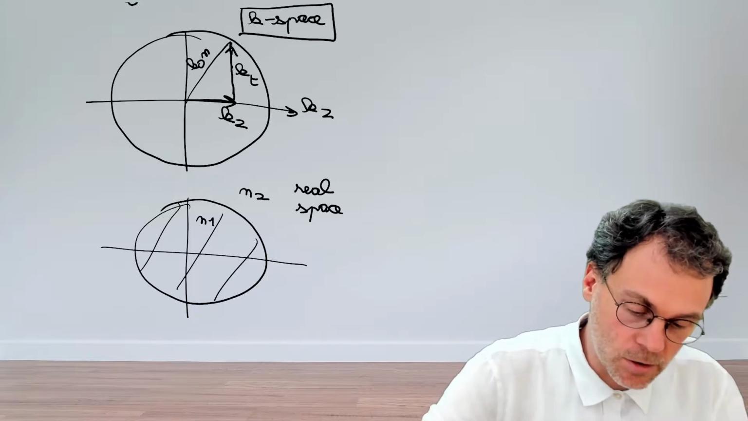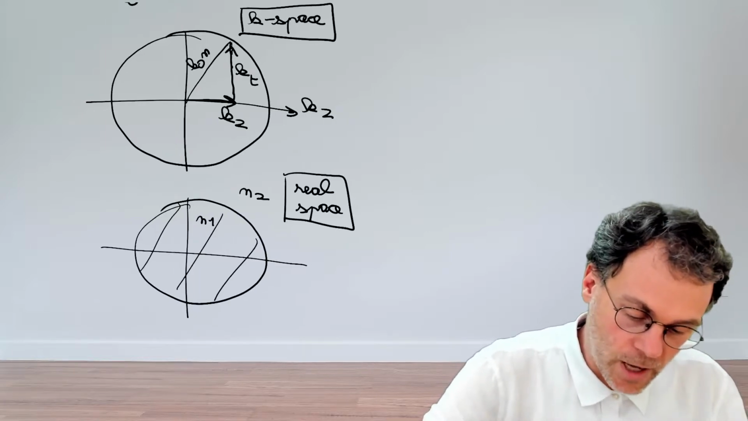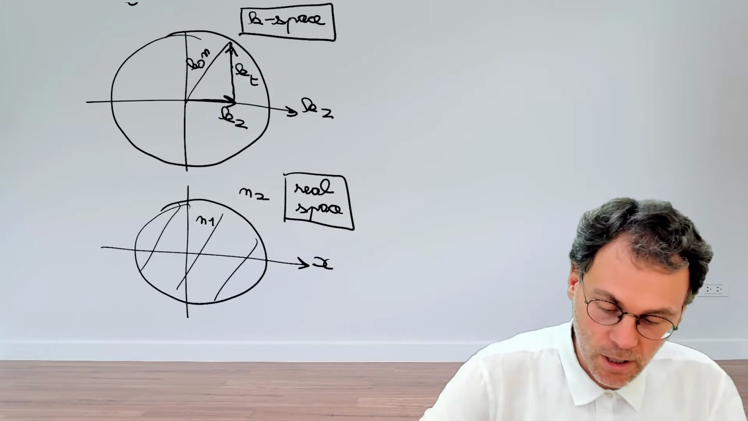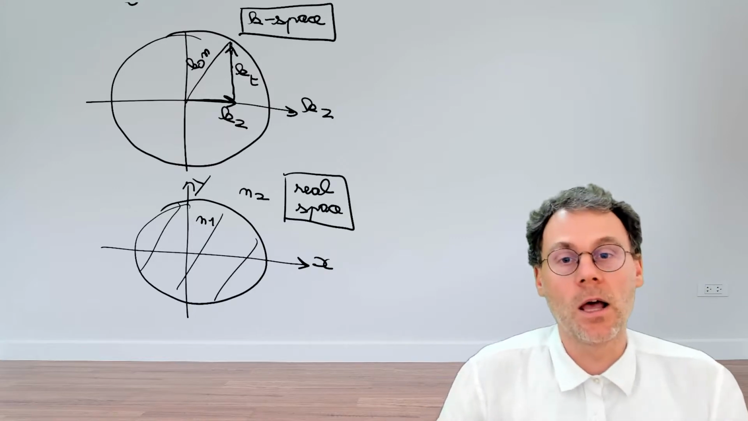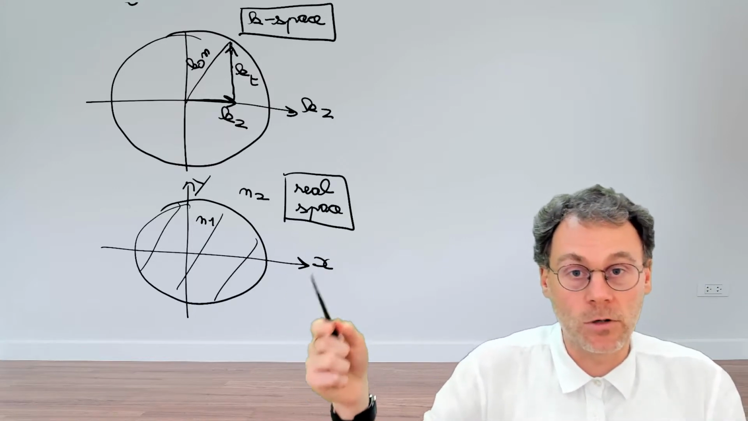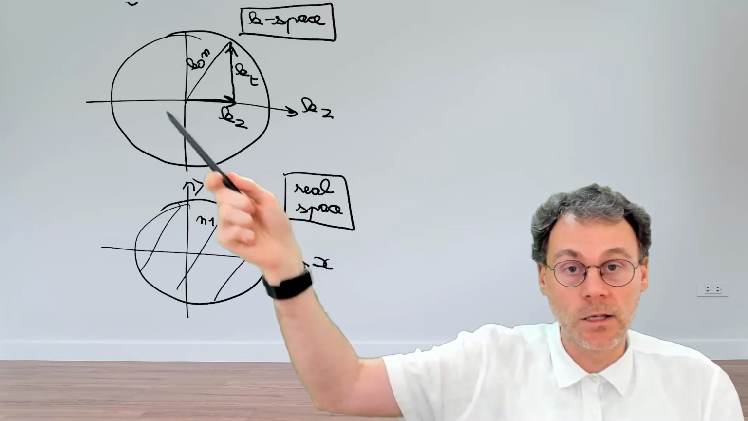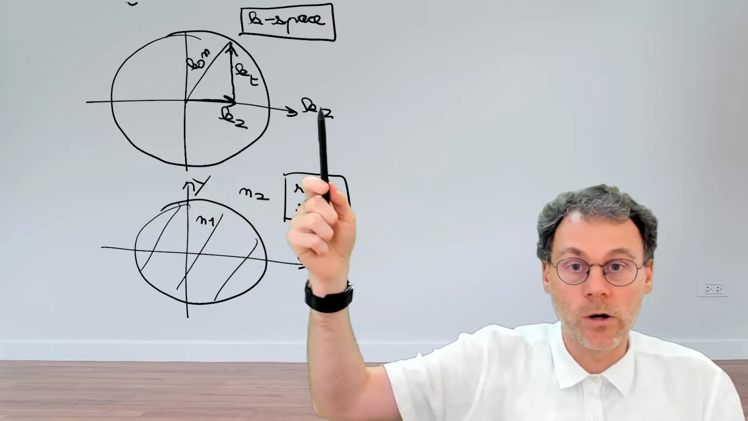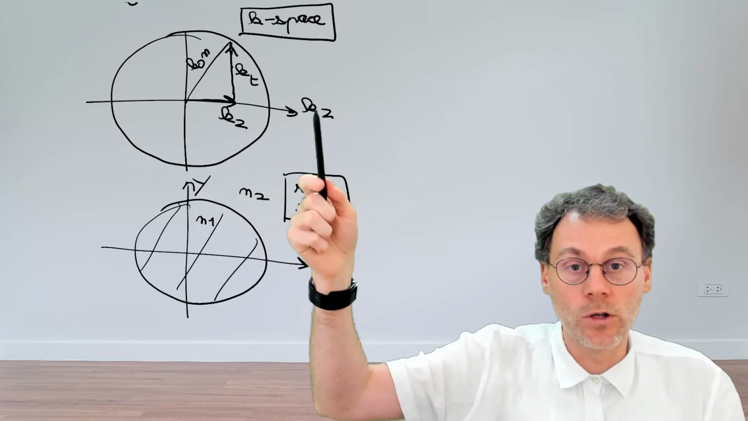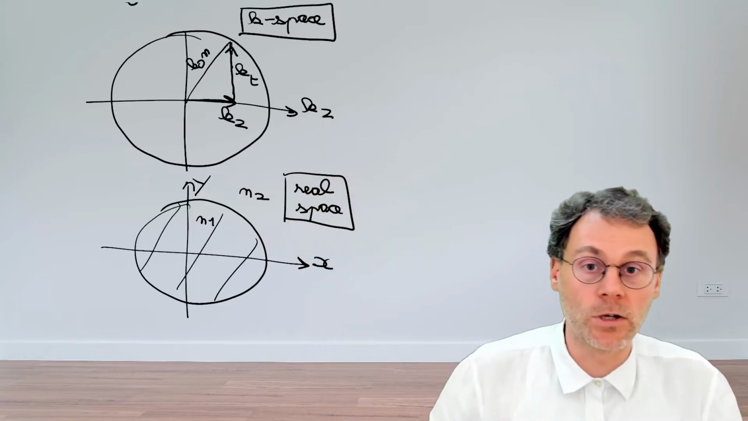That's the space that you and I live in, where we have, for example, here the x direction and there the y direction, and where the units here are meters. This diagram, on the other hand, is in a completely different space, where we have wave vectors over here with units 1 over meter, so the reciprocal space.